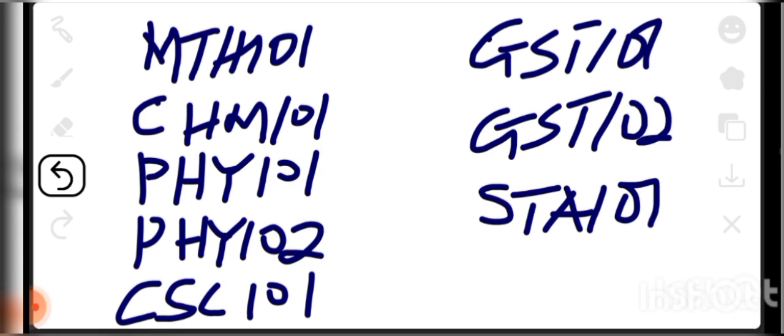Now to calculate the GPA, let's say this is for the first semester. These courses are for the first semester. They're also doing another set of courses in the second semester. If you know how to calculate the GPA for the first semester, you will know how to do it for the second semester. That will not be a problem. Now, how do we calculate the GPA of this semester using these following courses?